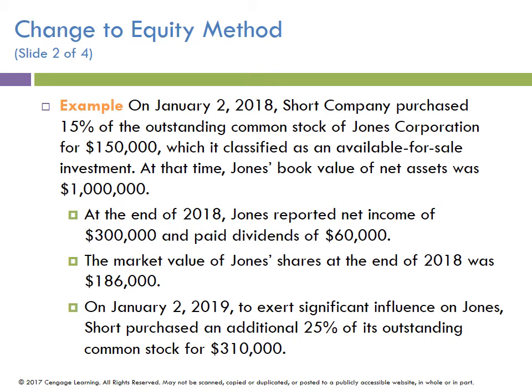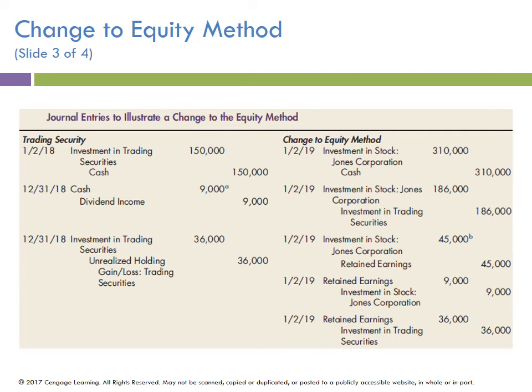So now it's a 40% stockholder, and they bought it for $310,000. Let's see how this affects us. Here are the journal entries. During 2018, we are properly accounting for this as an investment in trading securities. You debited that for $150,000 and credited cash when you purchased it.